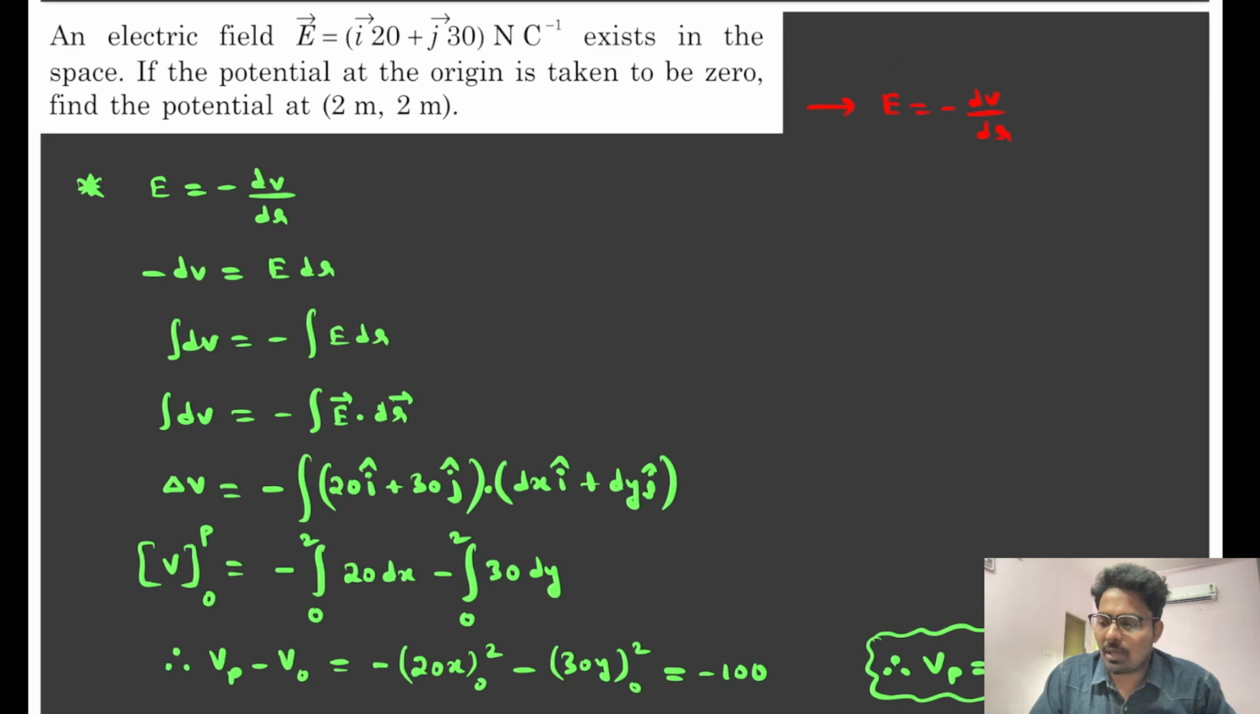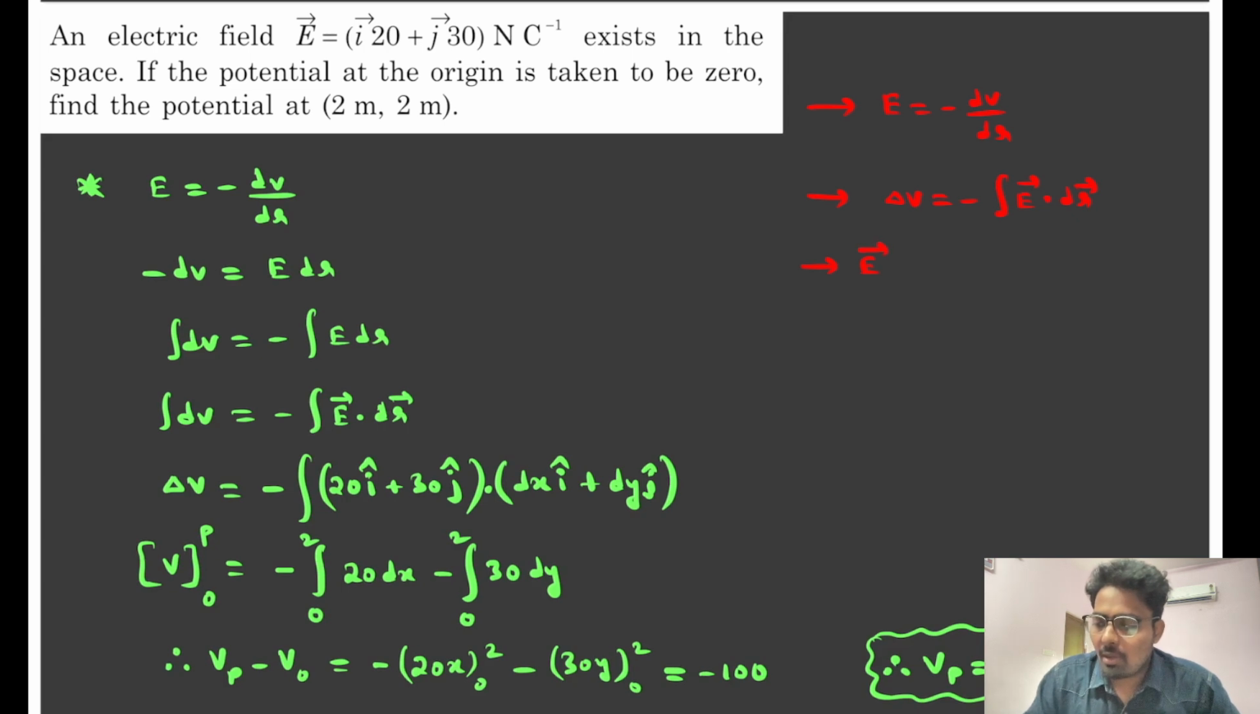When V is given as a function of R, or when E is given as a function of R, I'll directly use this formula, and vice versa. R can be there, X can be there, Y can be there, depending on in what direction the particle is moving. But when electric field is given in the form of vector, then remember delta V should be written as minus integral E bar dot dr bar. But when potential is given, and you want to find the electric field in vector form.